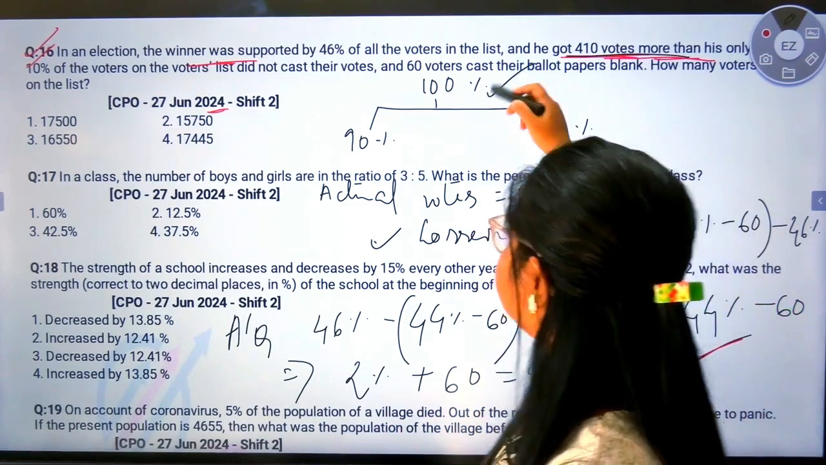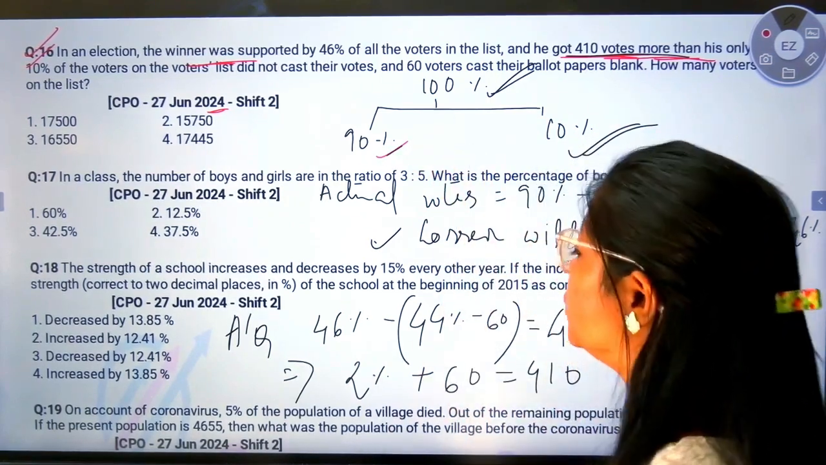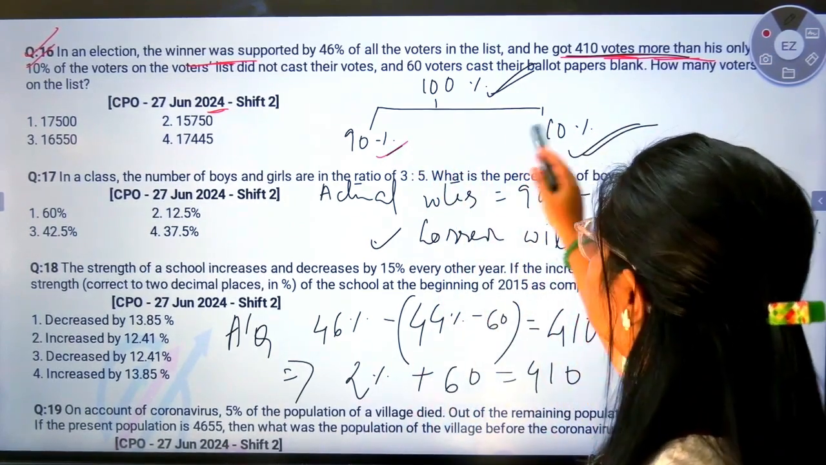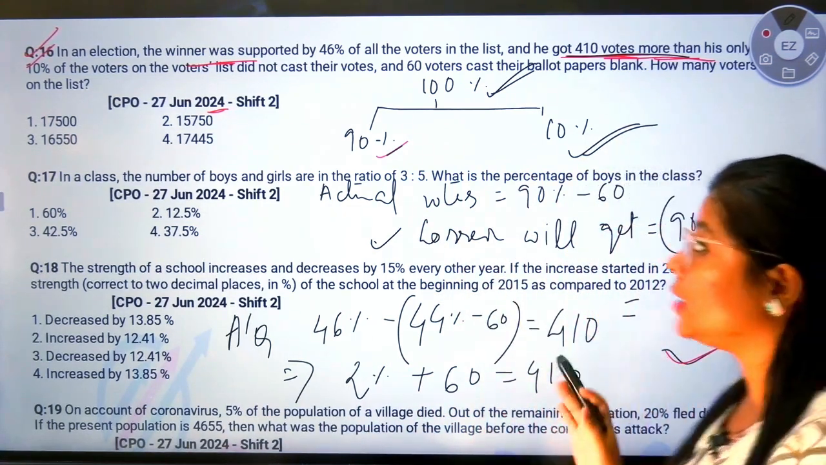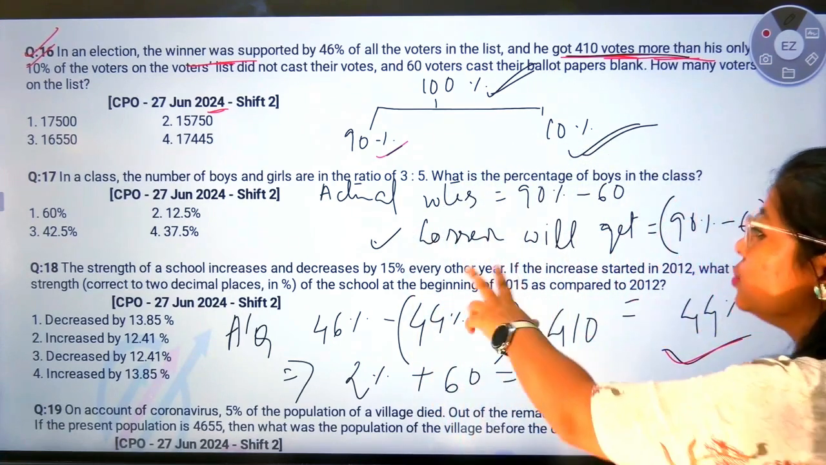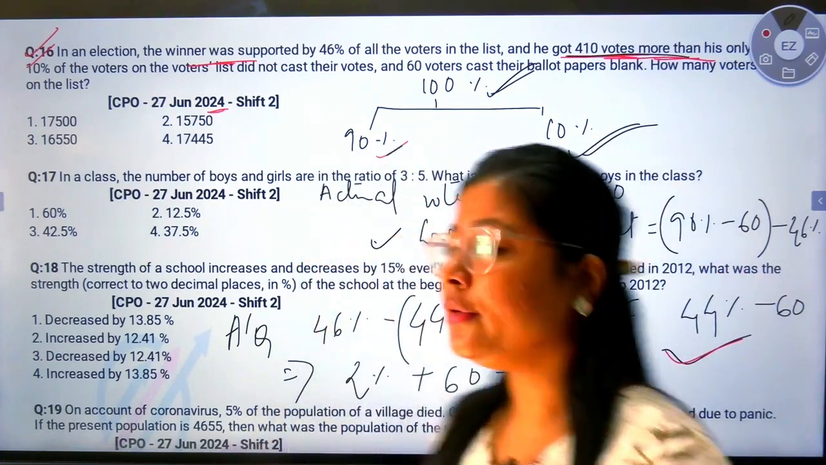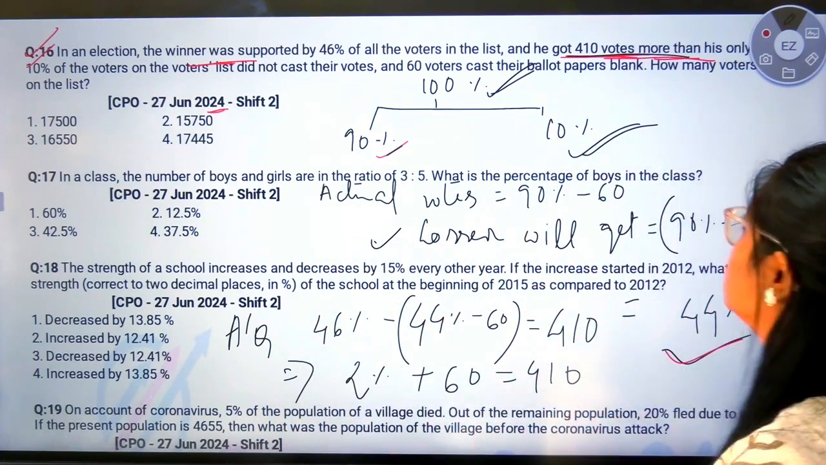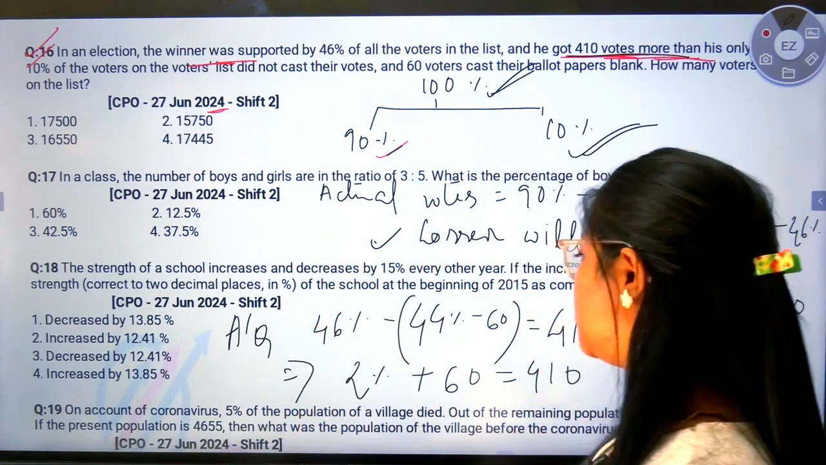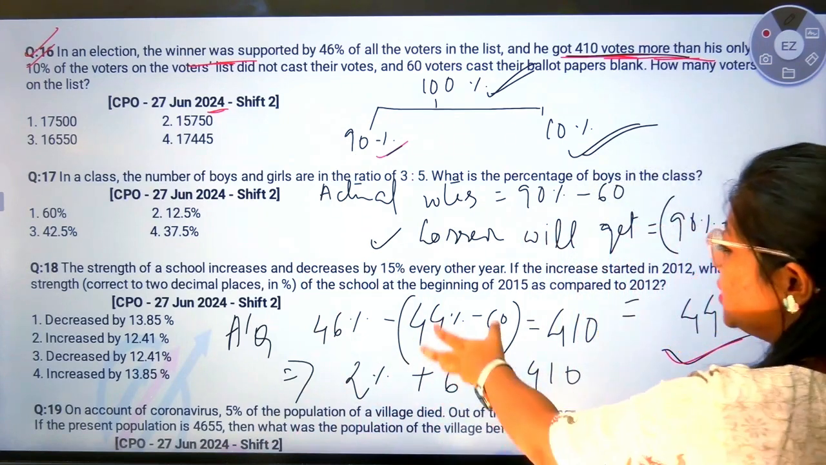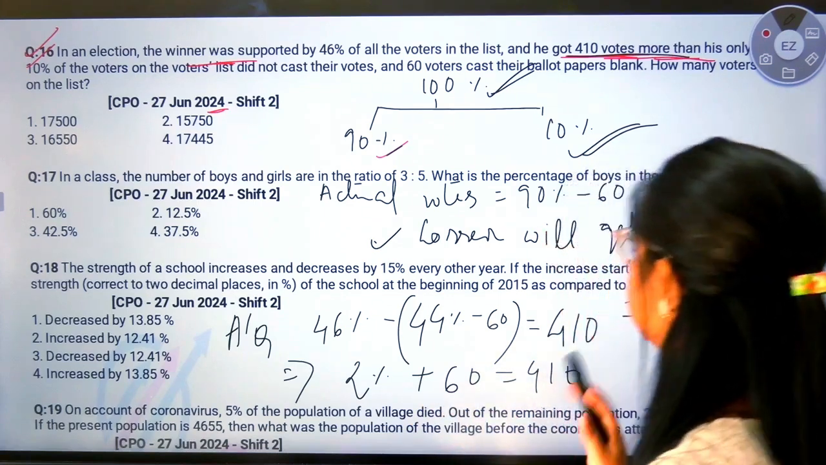First, we have taken the total votes to be 100%, 10% did not cast their vote, 90% would cast their vote, and upon that 60 ballot papers were blank. So actual votes would be 90% minus 60, and winner got 46% of vote. That means loser will get this much of vote. So now it is given that winner won by how many votes? 410 votes, because he got 410 votes more than the loser. So I will get an equation. So equation will be like this. 46% minus loser percentage would give you this much. So 2% plus 60 is now 410.